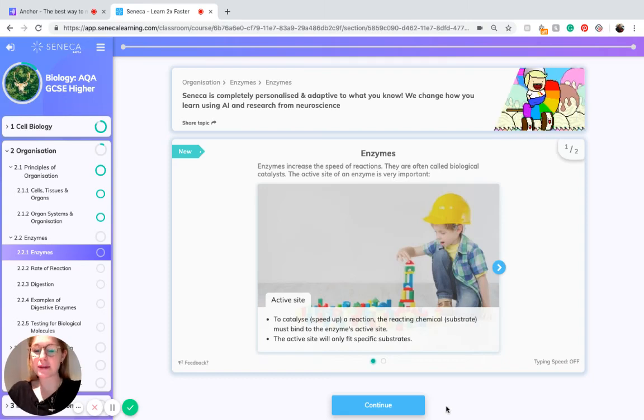This is Libby, and I'm going to be talking about enzymes today. Enzymes increase the speed of reactions. They are often called biological catalysts. The active site of an enzyme is very important.